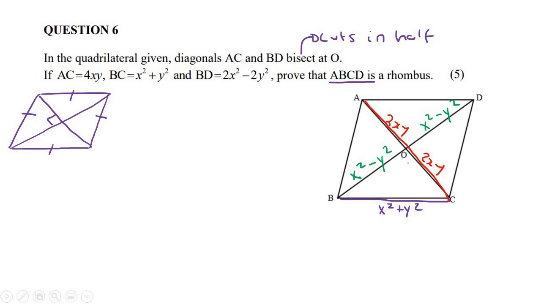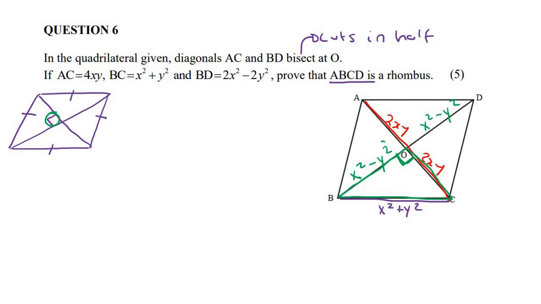Okay. Now, because we know for a rhombus that the diagonals hit at 90 degrees, I want to take this triangle, for example, and see if this is a right angle triangle. I want to see if that is a 90. So I'm going to try see if Pythagoras works, okay?